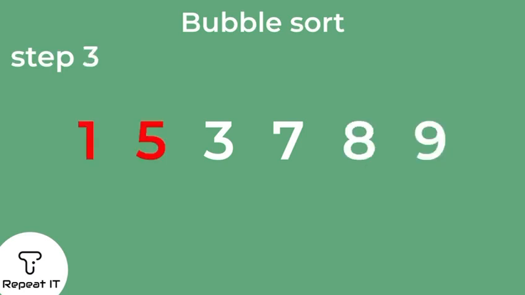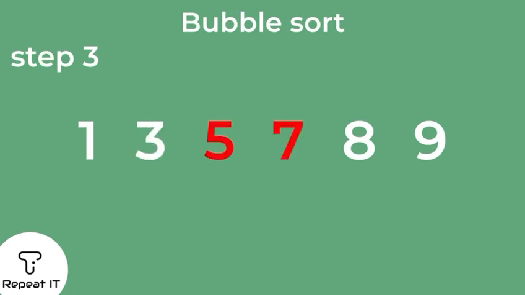We are starting step 3 with comparing 1 and 5. 1 is lower, so they should stay on their own spaces. Then we should compare 5 and 3. 5 is greater, so they have changed their order. Here we compare 5 and 7. 5 is lower, so they stay in their own spaces.